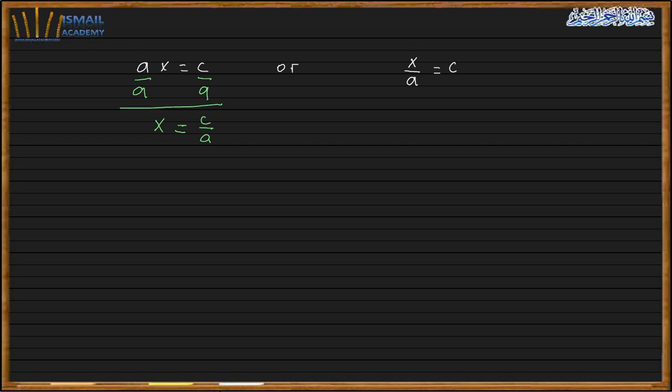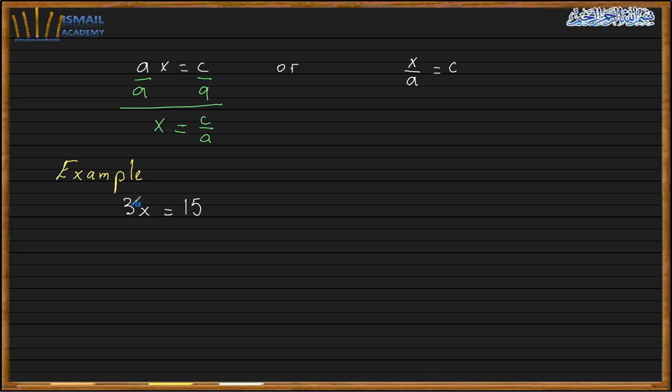So let me give you an example. If I have 3x equal 15, I want to solve for x. I don't need to have any number next to x. Here I have 3 x's. I'm not looking for 3 x's, I'm looking for 1 x. So I need to find out 1 x.